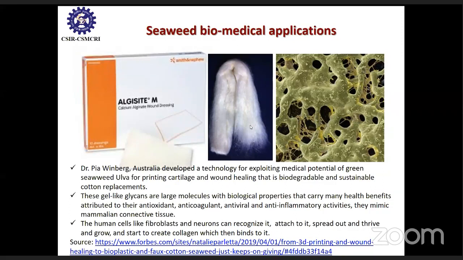A very recent application is by Dr. Pia Winberg of Australia, and she has not used the common material which I said, alginate. She has used Ulva, and from Ulva she has got a material which is biodegradable, as again I said. And what they do is they form a matrix, and already 3D printed material is available in the market. So this matrix is used for our human cells to develop connections with each other. They mimic a mammalian connective tissue, and on that the cells recognize it, and they act as fibroblasts, and then they allow wound healing in the fastest possible manner.